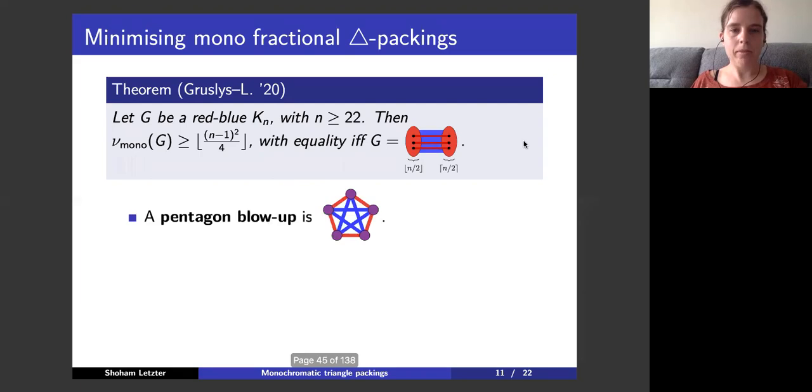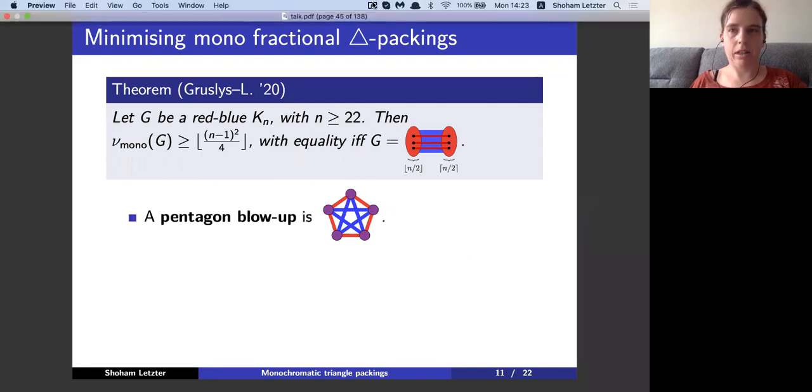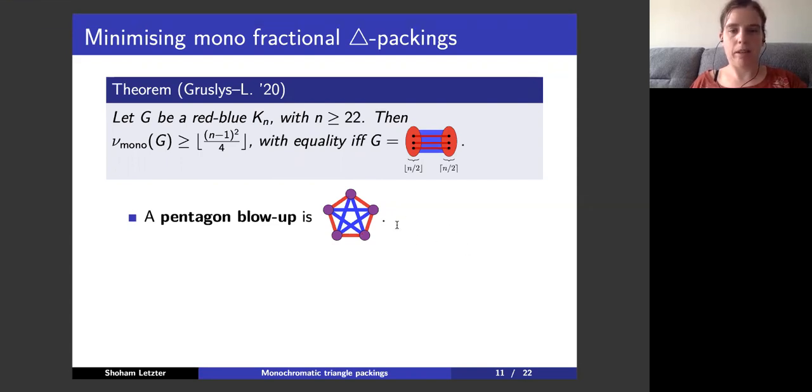Just a remark: I do need to take n not tiny here because of this pentagon blow-up. A pentagon blow-up is a red-blue complete graph whose vertices can be partitioned into 5 non-empty blobs, such that the red edges between the blobs form a blow-up of a C5. So here is the red blow-up of a C5. And the blue edges between the blobs also form a blow-up of a C5 like this. And inside I can do whatever I want. Okay, so this is a pentagon blow-up.